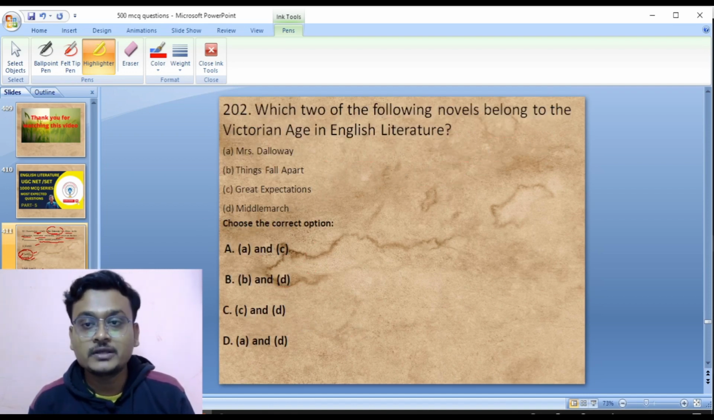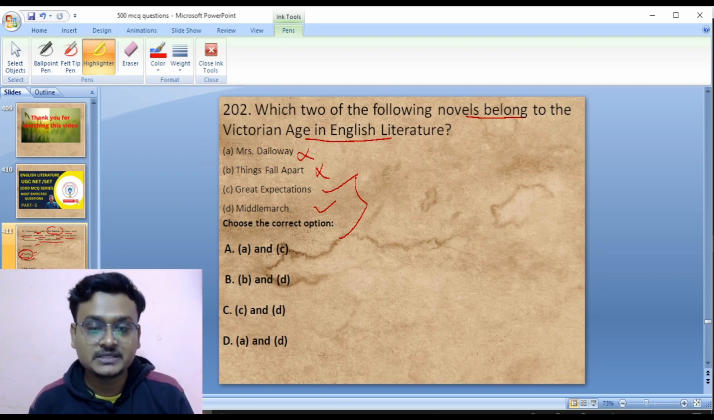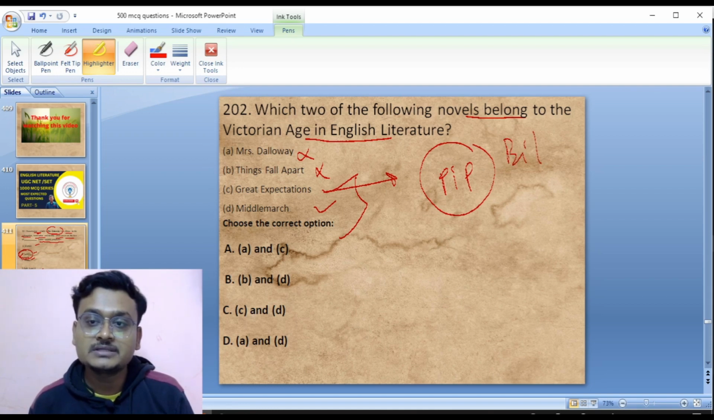Which of the following novels belong to the Victorian age in English literature? Mrs. Dalloway? No. Things Fall Apart? No. Great Expectations? Middlemarch. So these two novels belong to the Victorian age in English literature. In Great Expectations, Pip is the main protagonist. It is a Bildungsroman novel.